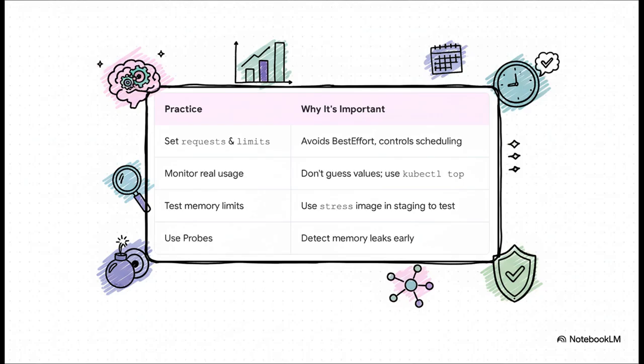Look, fixing it is one thing, but preventing it is where the real pros play. So to really master this, you need to focus on prevention. First, always set both memory requests and limits for your containers. It is so crucial for a stable cluster. Next, monitor what they're actually using with tools like Prometheus, so your numbers are based on reality, not just a guess. And definitely test your limits under load to see how your app behaves under pressure.